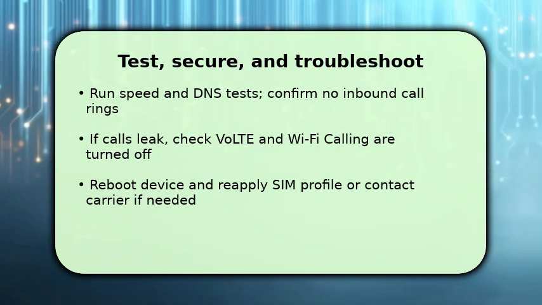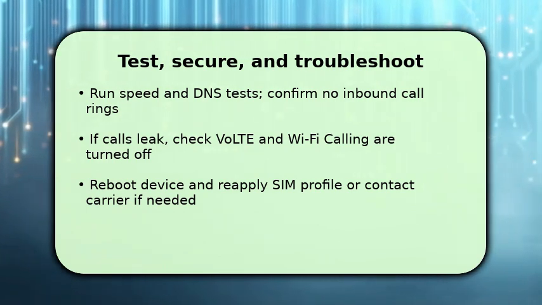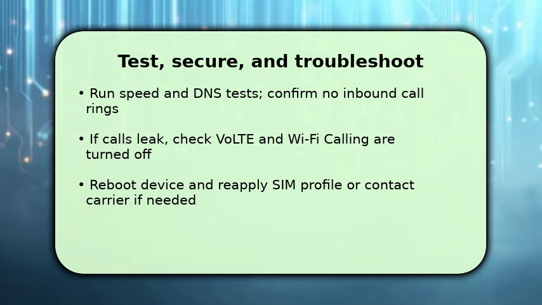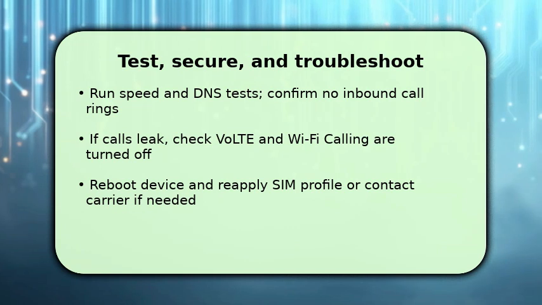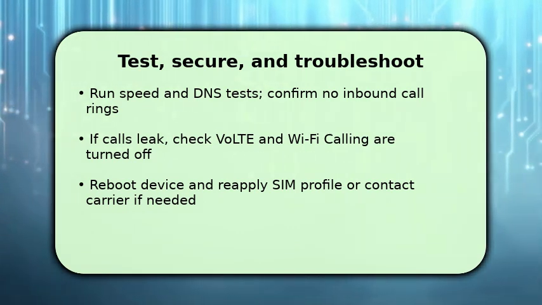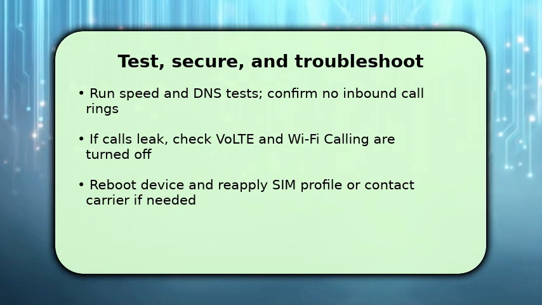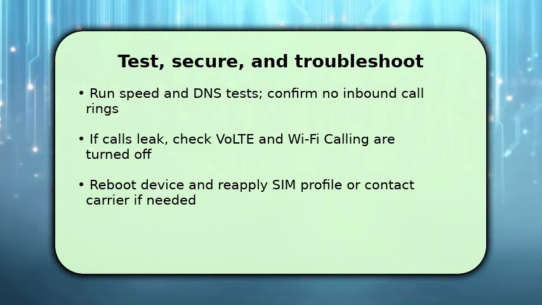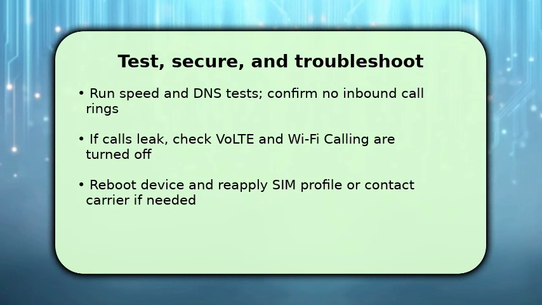If you still receive calls, make sure VoLTE, LTE calling and Wi-Fi calling are disabled and verify the SIM profile is data only. If issues persist, reboot the device, reapply the eSIM profile, or contact the carrier. Key troubleshooting tip: disabling VoLTE usually stops voice from bypassing your data-only intent.